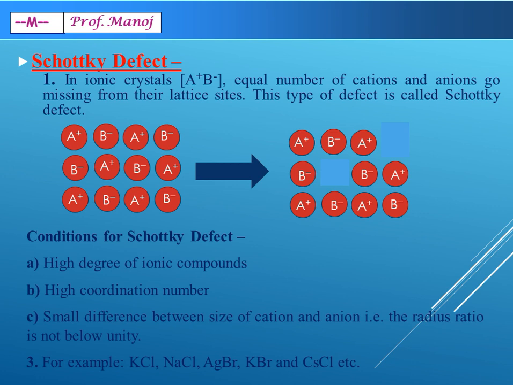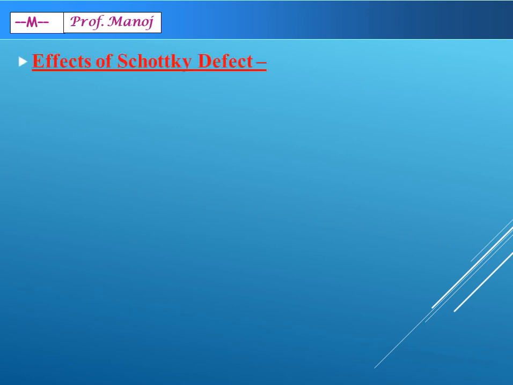What are the examples of Schottky defect? Potassium chloride, sodium chloride, silver bromide, potassium bromide, cesium chloride. From your exam point of view, the examples are a must to remember for competitive as well as board exams. What are the consequences of this defect?